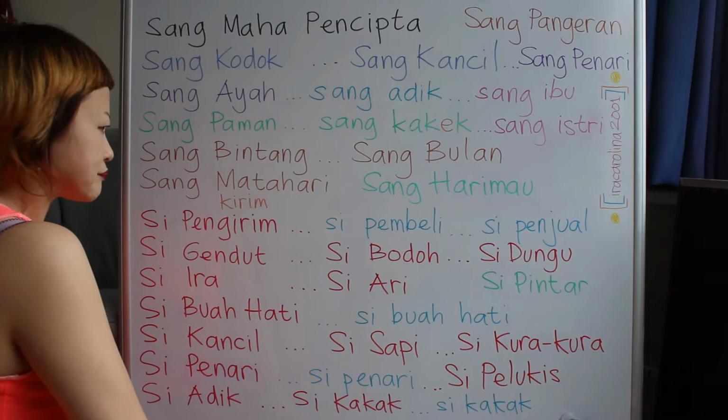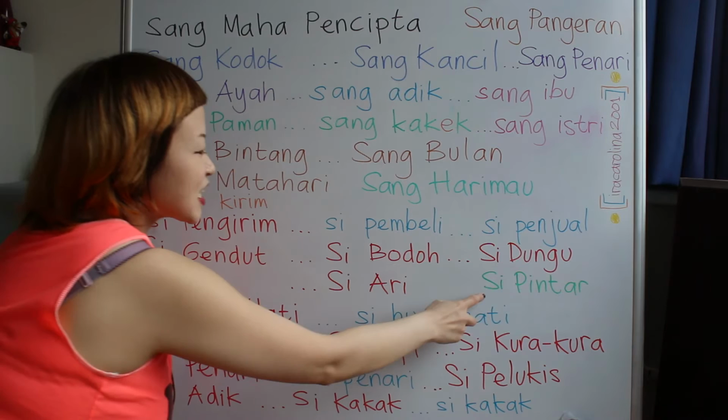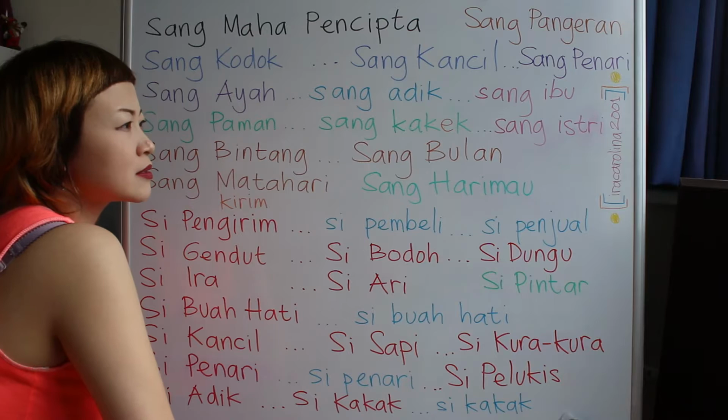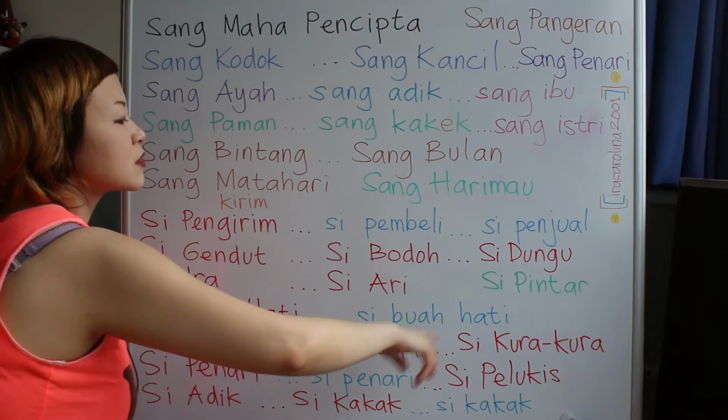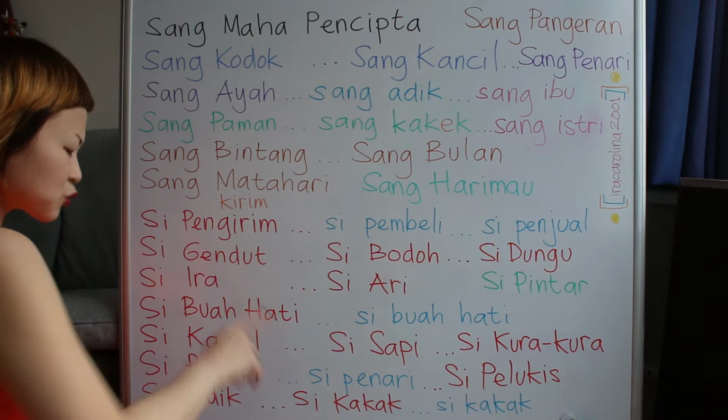But then, don't worry. Sometimes we also have a good way. Si pintar. Pintar is smart. So we have the fat, the stupid, the dumb, but we also have the smart. Si pintar. Or a name, but this is quite not polite.